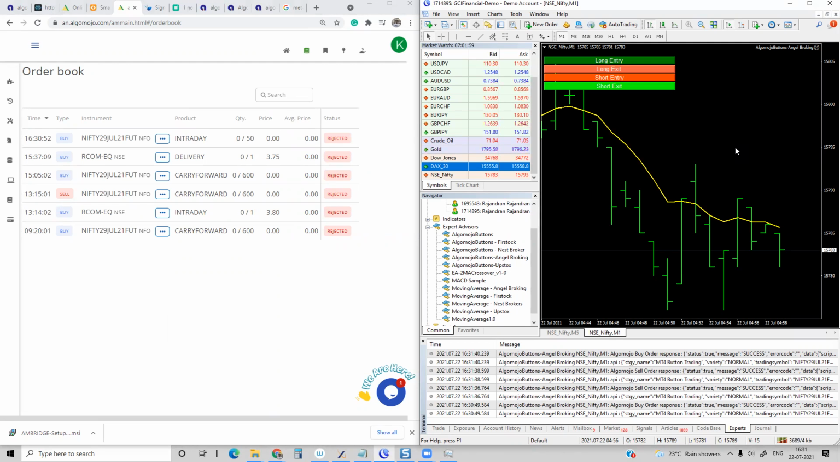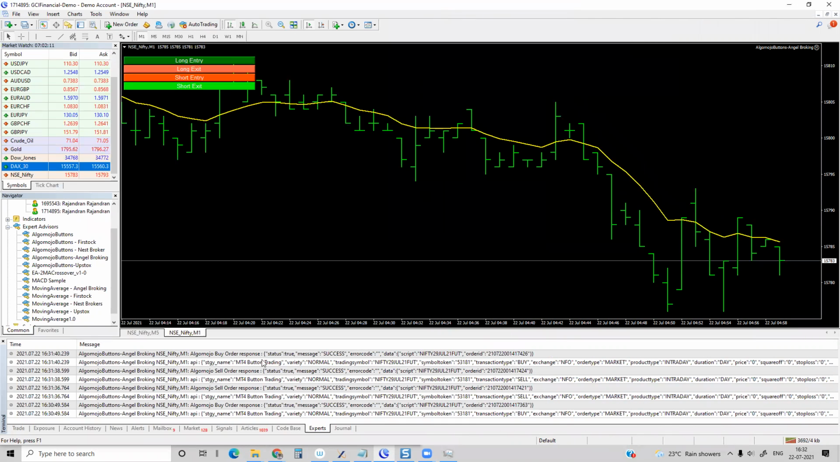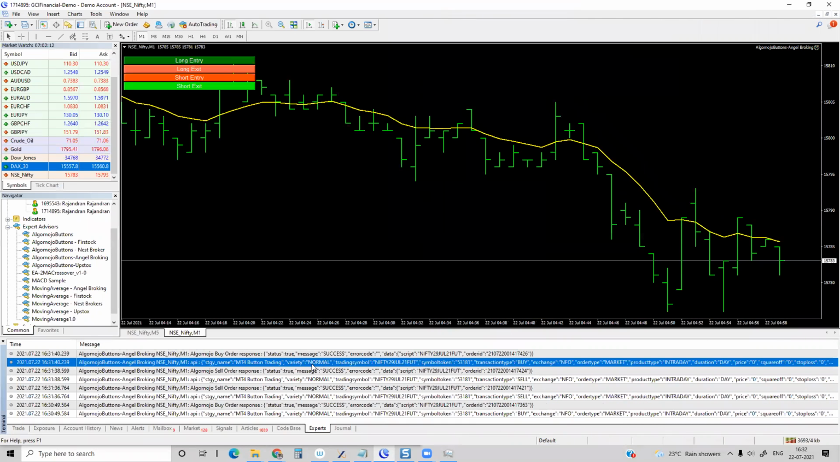Not only to the broker, but it also gives back the confirmation as well. So where can I see all those transactions, whether the order has been sent properly or not? Can I see it anywhere in the MT4 platform? Yes, you can. If you go to the log section, you can see each and every message transmitted from the MT4. You can see Algomojo buttons, Angel Broking, NSE Nifty. You will get to know what strategy it is. It's a simple button-based strategy only. Here, I'm just manually punching the button and the button in turn is sending an order.